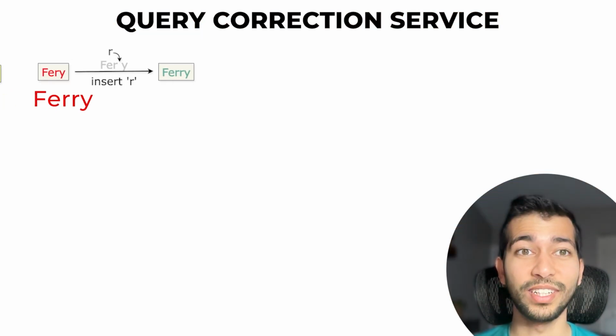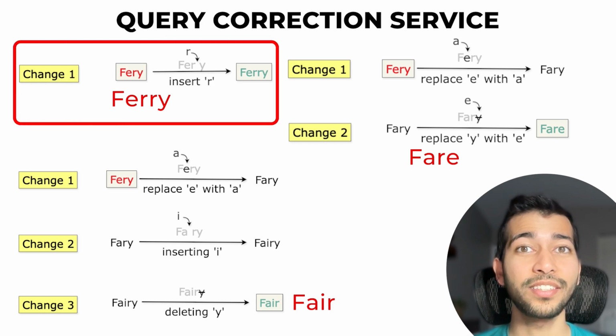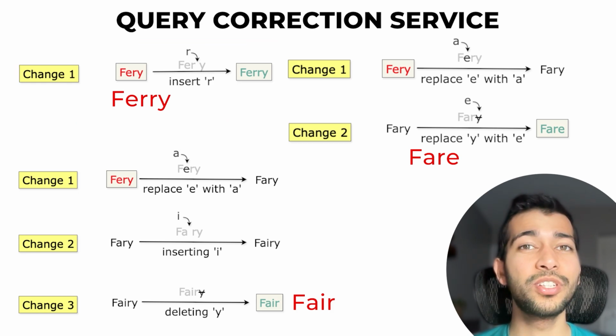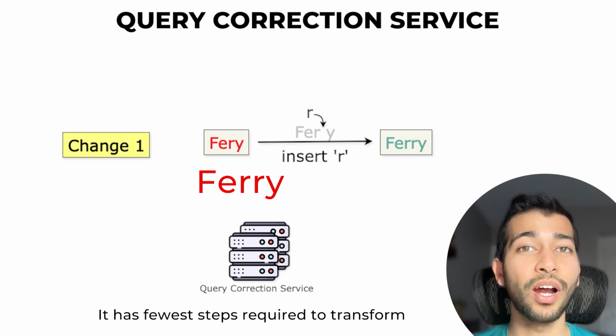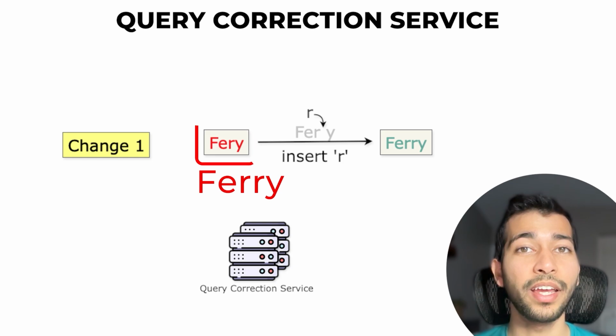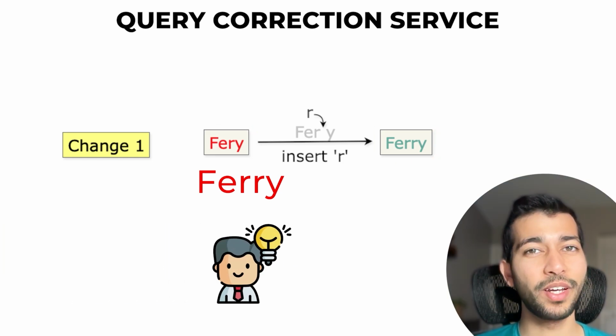So what's the closest? From our detective work, we can see that FERRY is the closest match to FERY. With just one simple change, we add another R there. The query correction service selects FERRY because it has the fewest steps required to transform FERY into a real word. So if you ask me, that seems to be very intuitive.